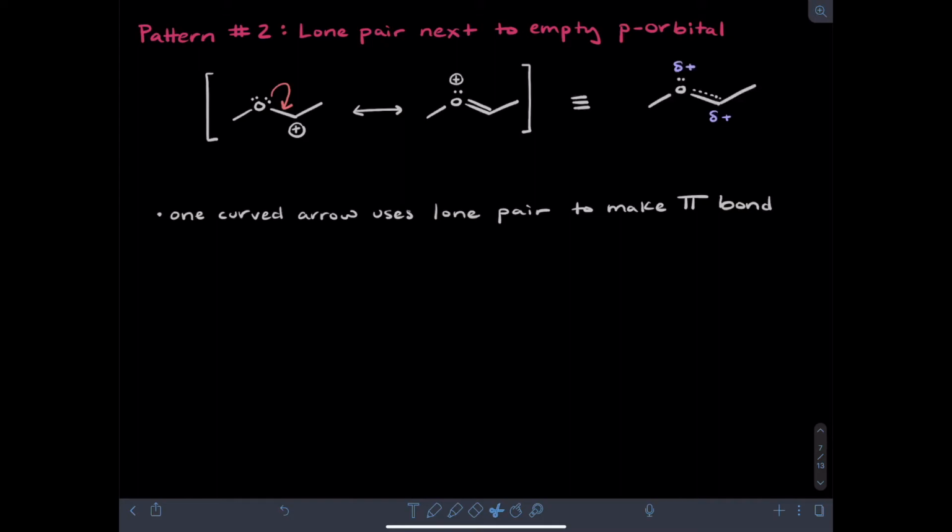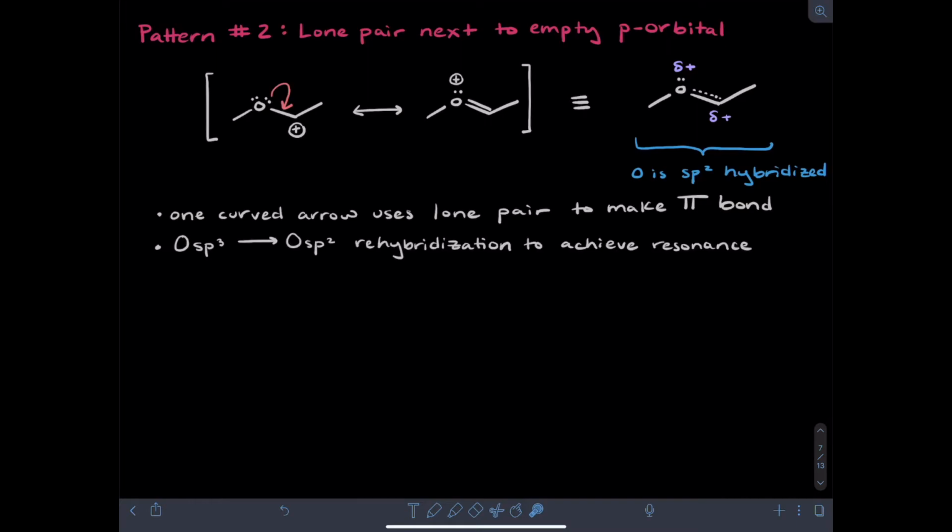Because in one structure I have a carbon-oxygen single bond, and in the other structure I have a carbon-oxygen double bond. In my resonance hybrid, I have 1.5 bonds with 1 solid line and 1 dotted line. The carbon and the oxygen in the middle of the molecule both have partial positive charges. Notice that in my resonance hybrid, as well as in the resonance contributor on the right, my oxygen is sp2 hybridized.